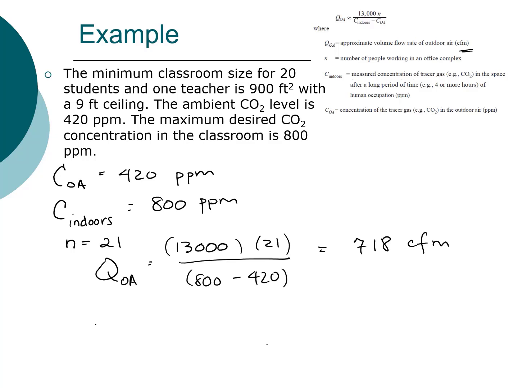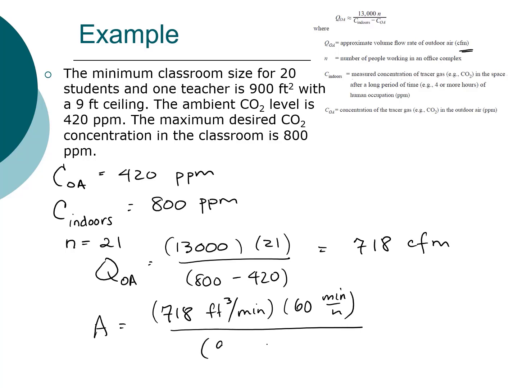And just note the units here. The way that this is written, your answer, your volumetric flow rate, is in cubic feet per minute. You were asked for air changes per hour. So A is equal to 718 feet cubed per minute times 60 minutes in an hour, and we will divide this by the volume, so we have 900 feet squared times a height of 9 feet. And that is 5.32 air changes per hour. So that is the correct answer here.